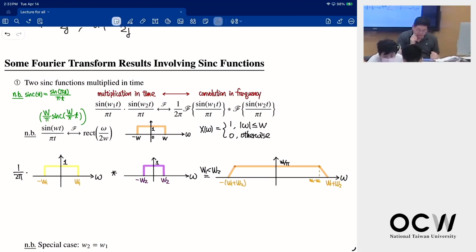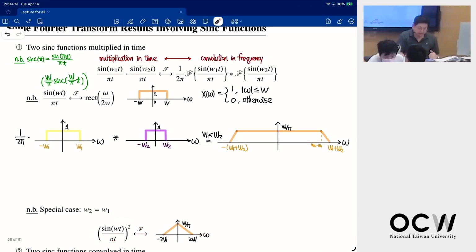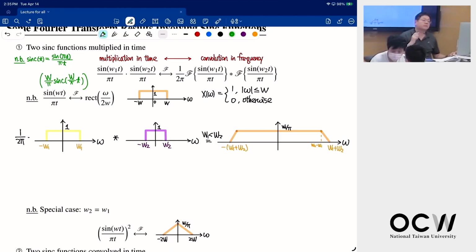So for the special case, when W2 equals W1, there's no flat region, we will get a triangle, which also means that this is a sinc function squared. So the Fourier transform will have a width of 4W. The height will be W over pi. Okay, any questions so far?